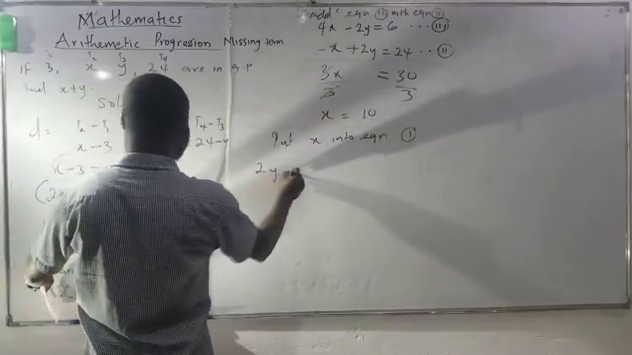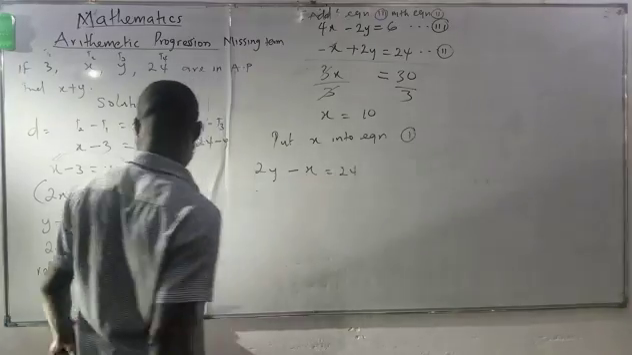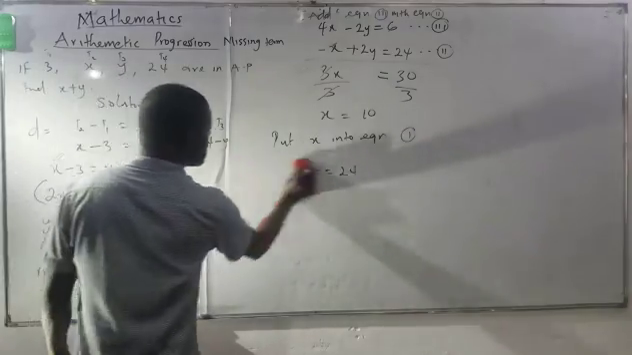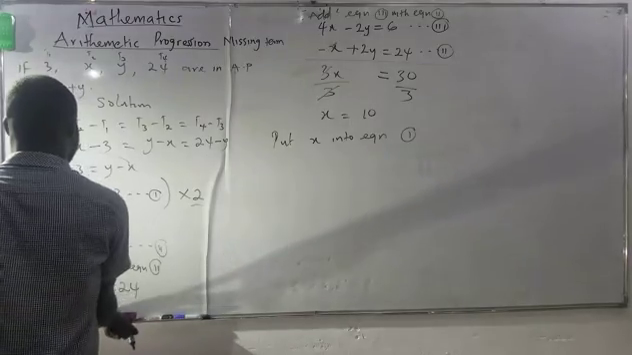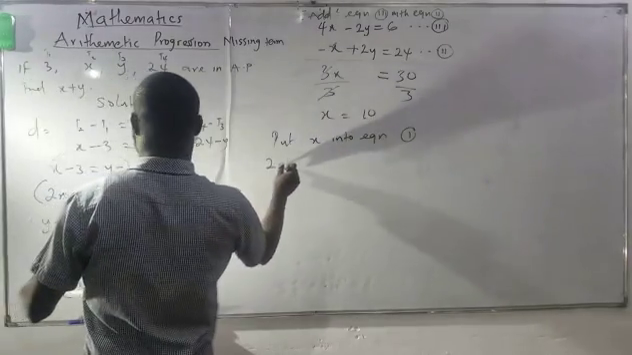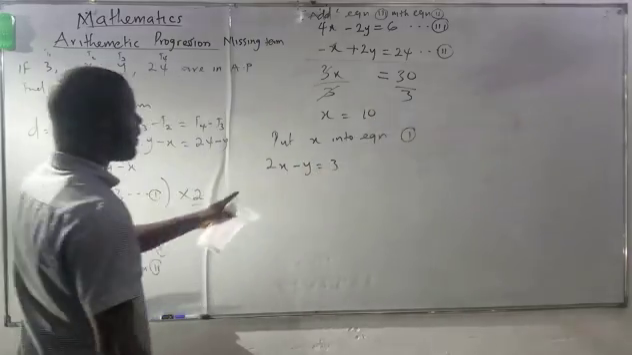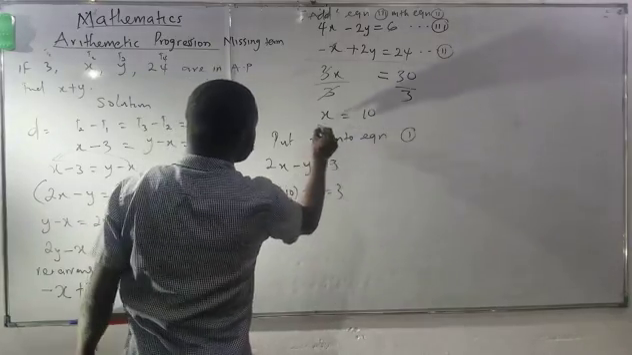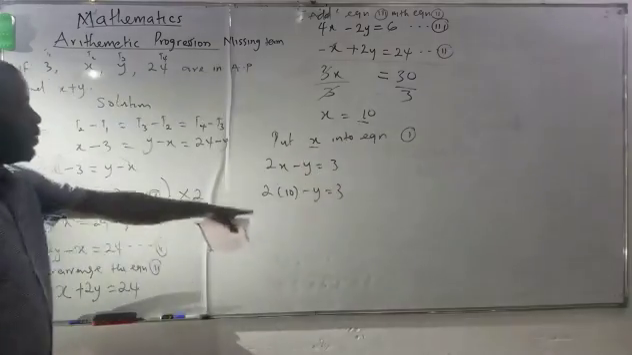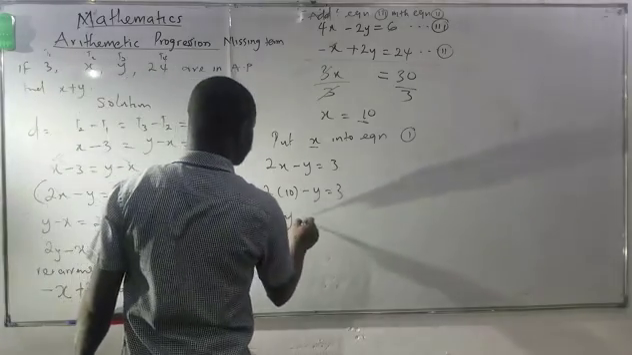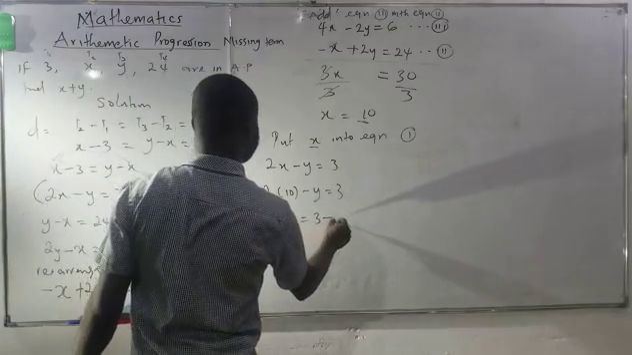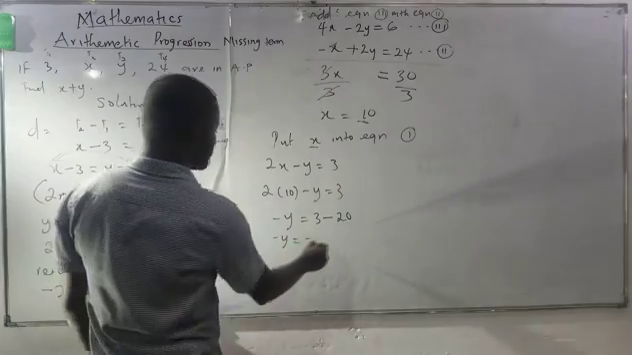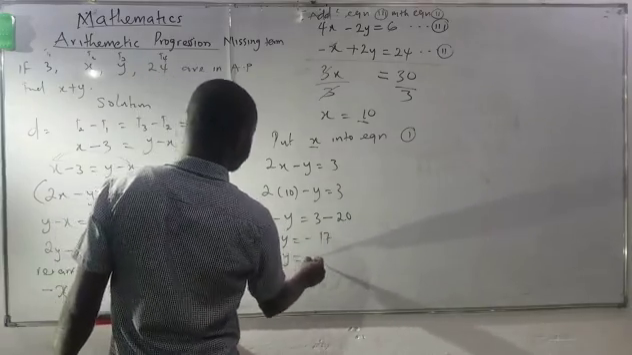I mean, sorry, equation 1 says that 2x minus y equals 3. Now, it means 2 bracket of 10 equals 3, because we must put x. My x is equal to 10, so I'll be having 20 minus y equals 3, which is going to be minus y equals minus 17. My y equals 17.